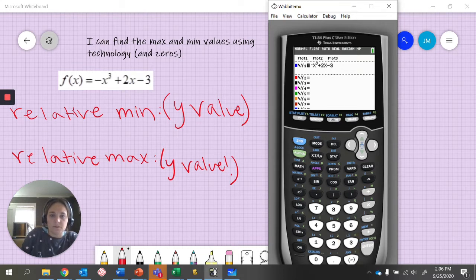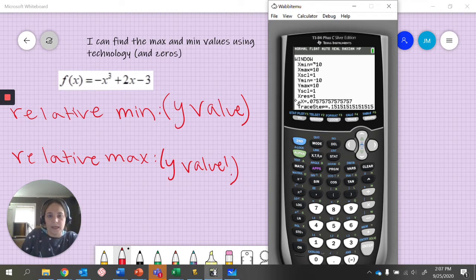Okay, so if we want to change our window, we would hit window and we would mess with these numbers until we saw a good picture. That is just trial and error, especially with these weird functions that you don't know much about. Zoom standard will always take you back to the negative 10 to 10. So if you're messing with it a lot and you can't figure it out, Zoom standard will always take you back to the original.